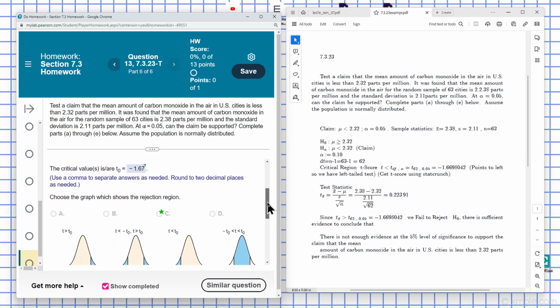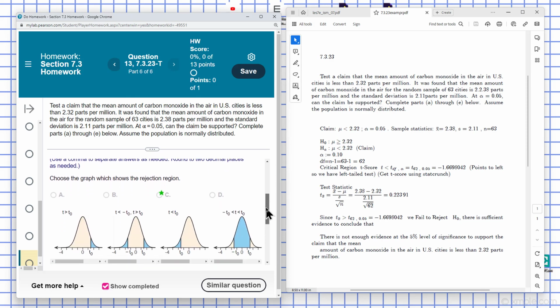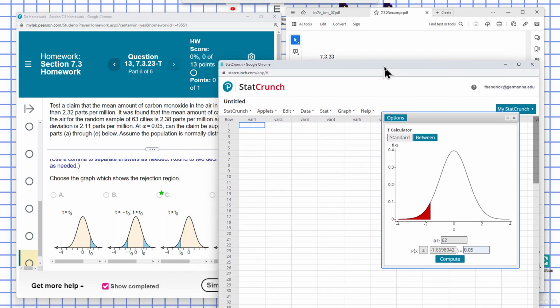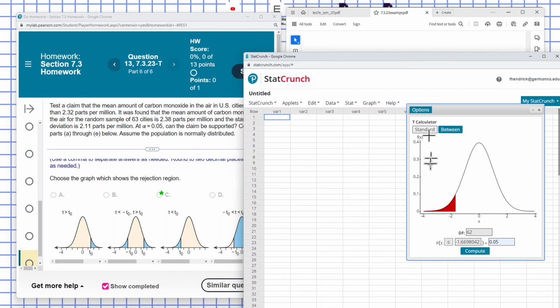And then they said, which graph shows the rejection region? So we can look at the table again. You can see it here, and there's the rejection region there.